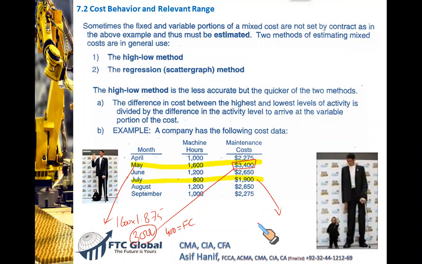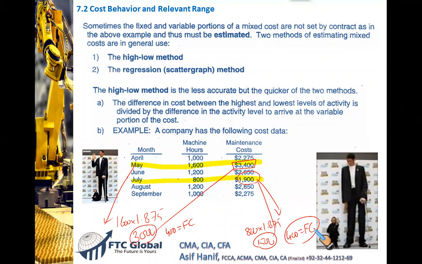Now, in this case, you have 800 machine hours multiplied by 1.875. It gives you 1500. Variable cost is 1500 and the total cost is 1900. So the difference between the total cost and the total variable cost is 400. Again, this 400 is the fixed cost.